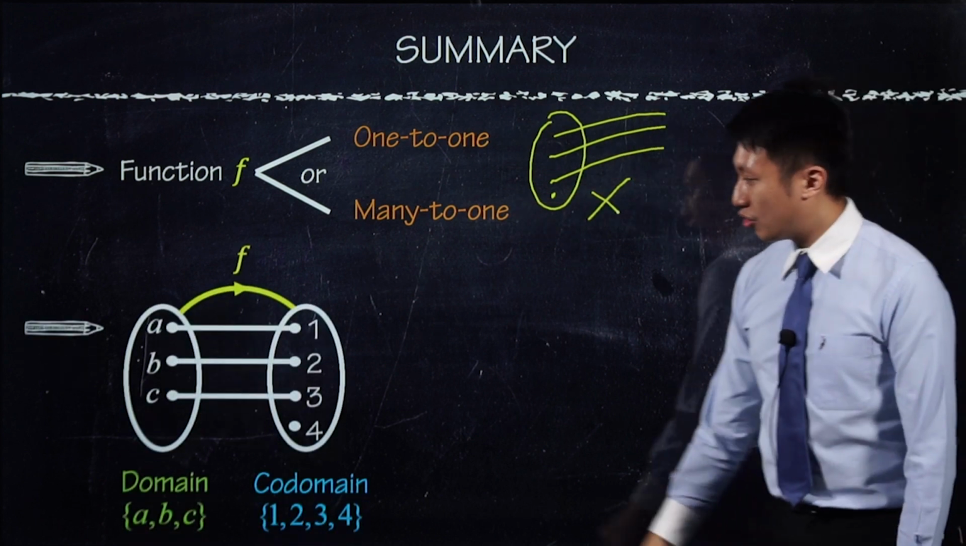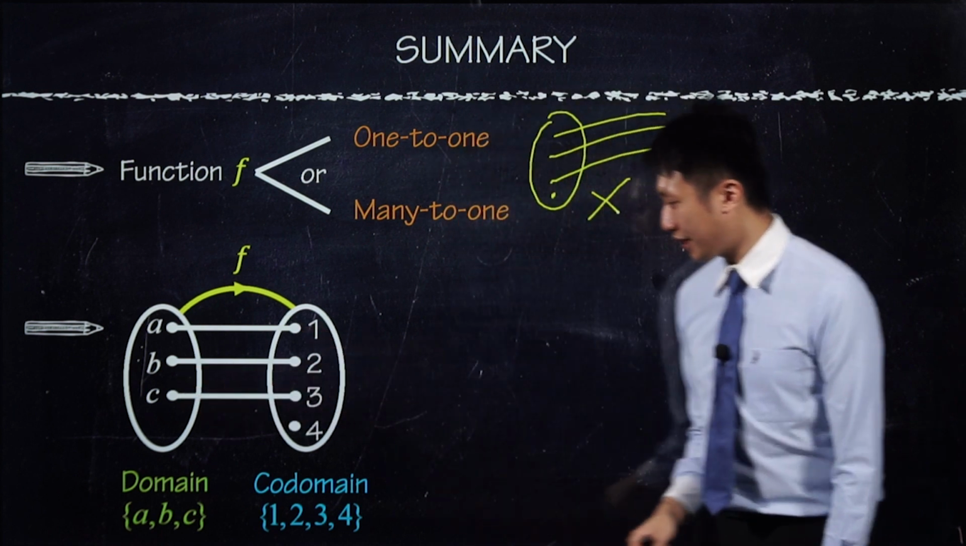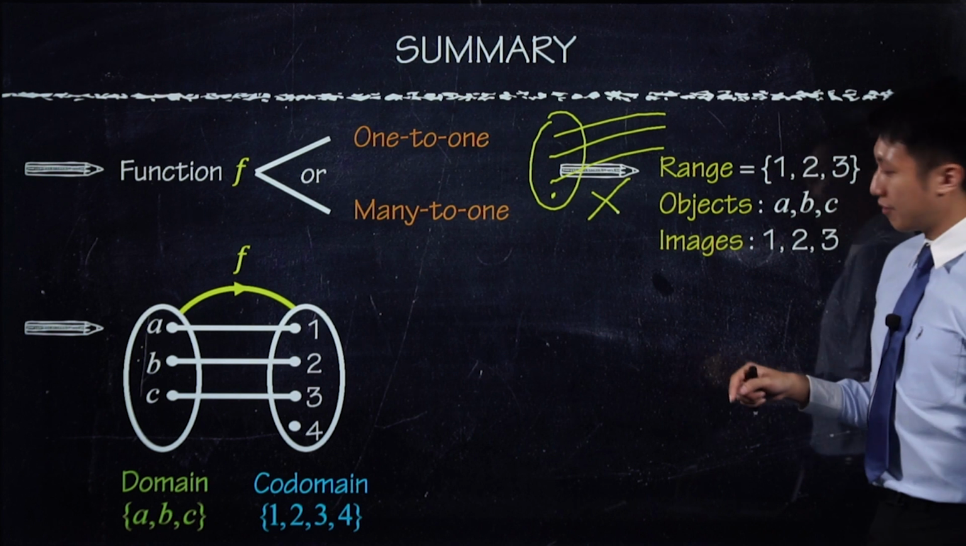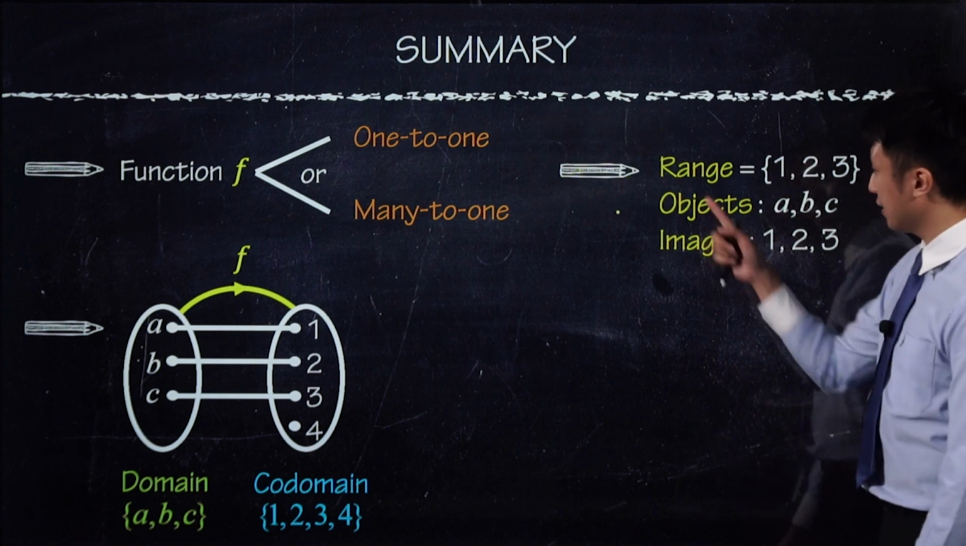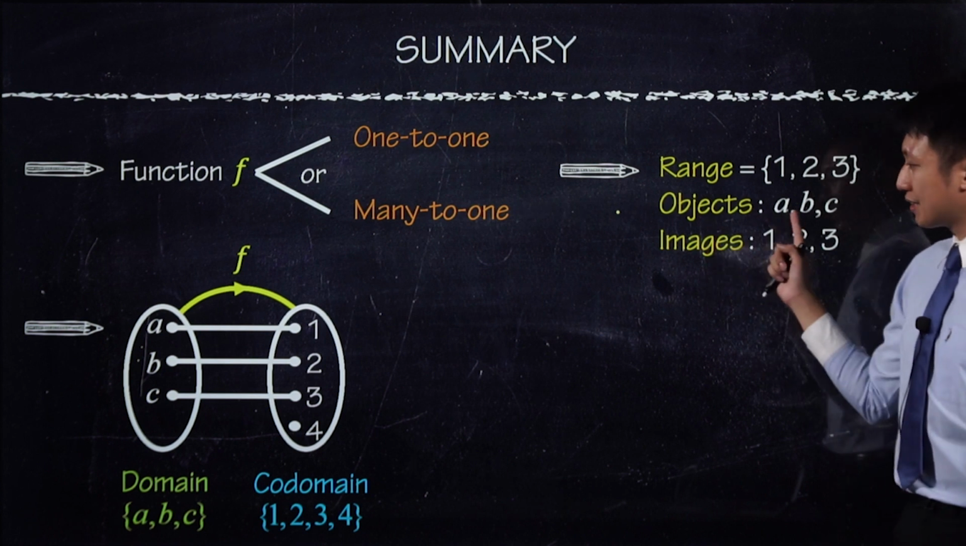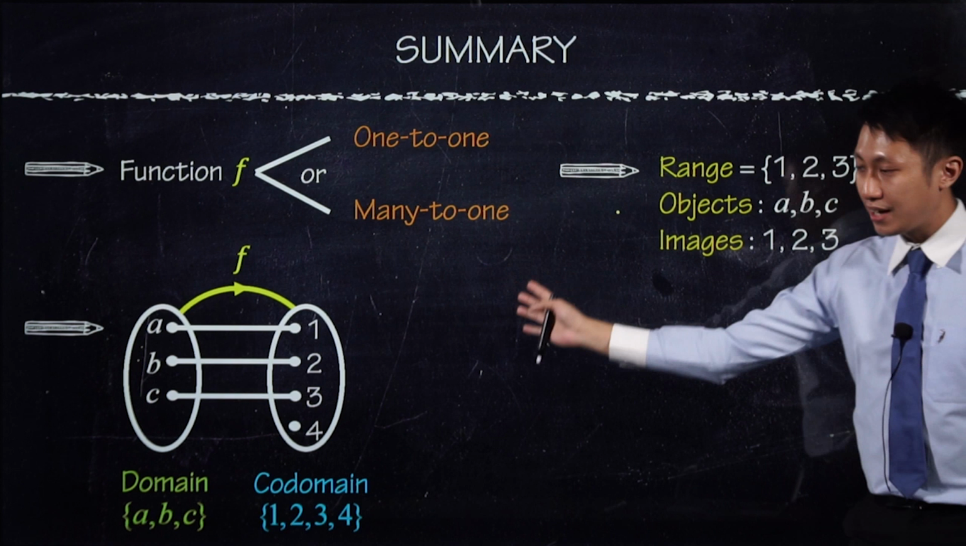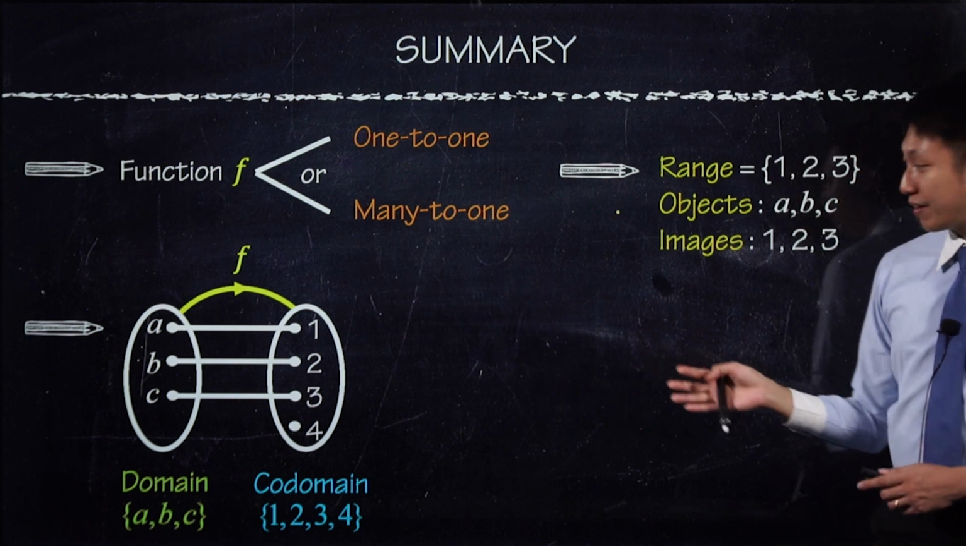Next, domain is this one, codomain is this one, range is this one. Let's see, range. So I just cancel all this. Range is 1, 2, 3. Objects are the things on the left-hand side, x values. Images are the things on the right-hand side, y values or f(x) values.